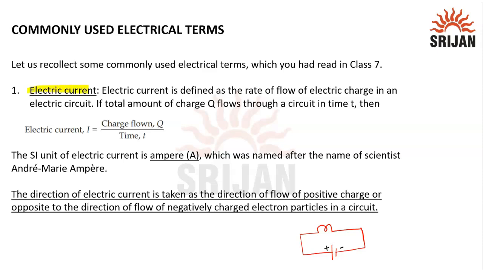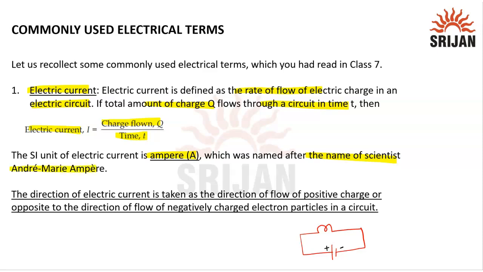What we mean by electric current is simply the speed of charge, or we can say the actual definition is the rate at which electric charge flows in an electric circuit. Suppose a total amount of charge Q is flowing in a circuit in a time T. Then electric current is I = Q/T, and its SI unit is the ampere, named after the scientist Andre Marie Ampere.